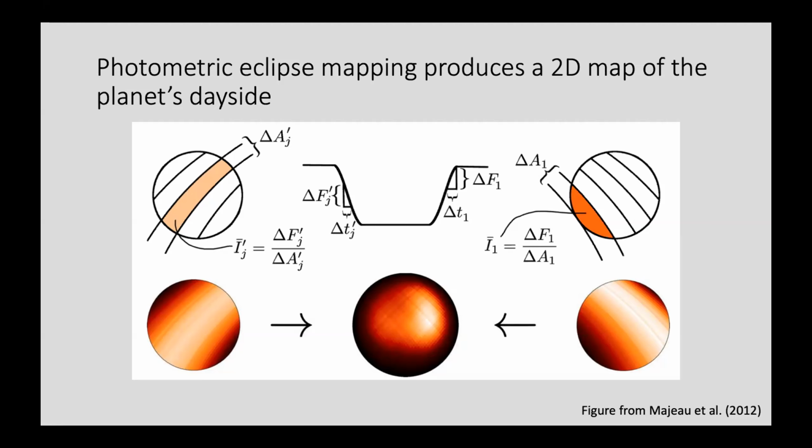So what you do in eclipse mapping is you do your normal secondary eclipse observations, but instead of just looking at that flux difference that you get in your full eclipse in the center, you instead really carefully measure the ingress and egress of the eclipse when the planet is moving behind the star and then reappearing on the other side of the star. So if you observe carefully during those time periods, you can watch segments of your planet disappear behind the star one by one, and then segments of your planet reappear on the other side. And then by combining that information, you can get a 2D map of the day side of the planet.